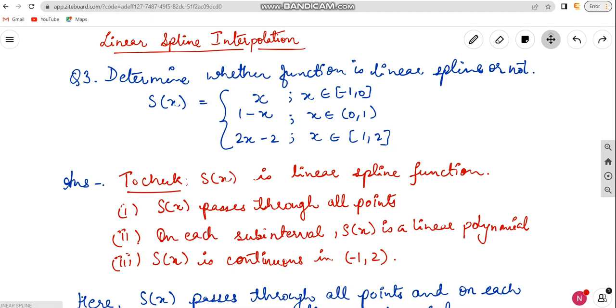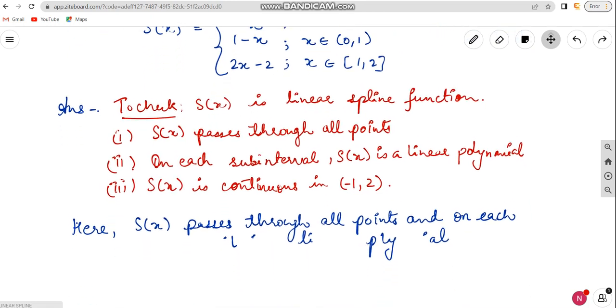Hello students. In this lecture, we'll be talking about another question of linear spline interpolation. In this question, we have to check whether a function is linear spline or not. So we'll be checking the definition of the linear spline function, whether this function satisfies all the three conditions. So let us see.